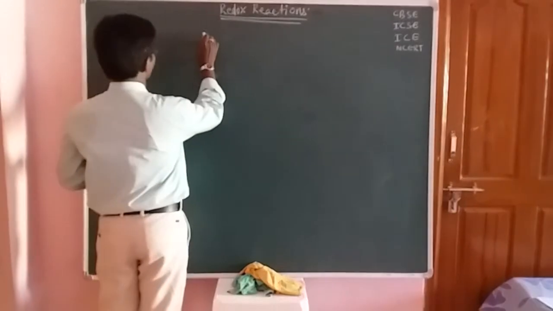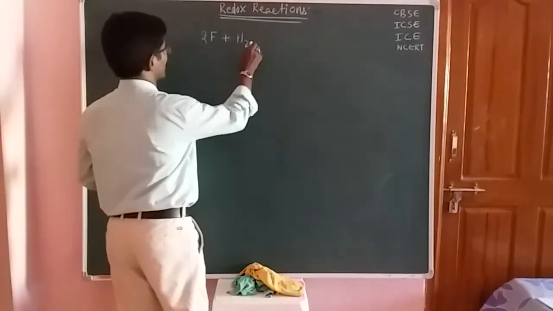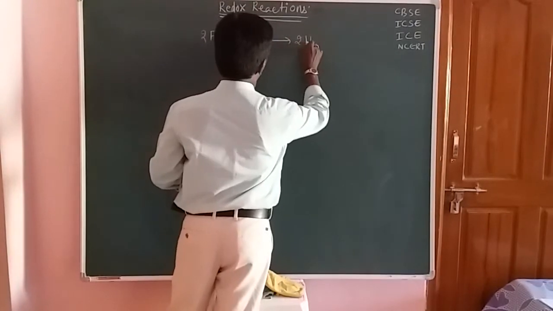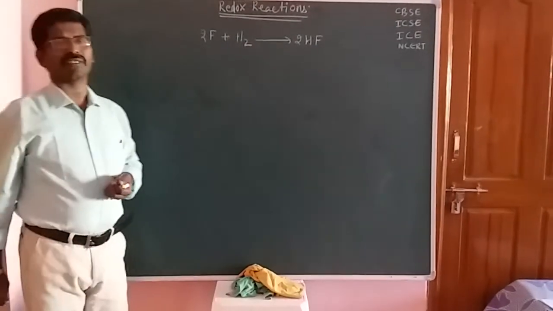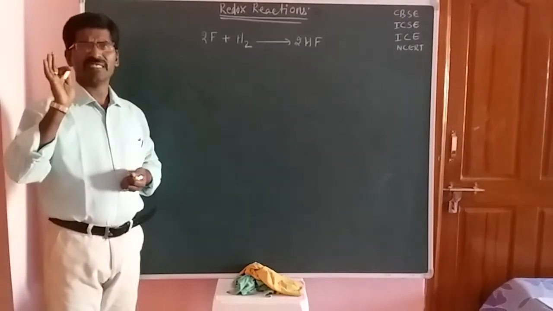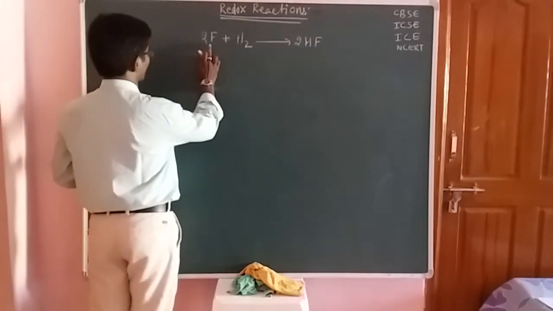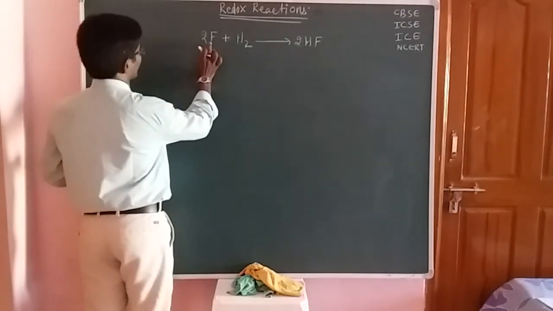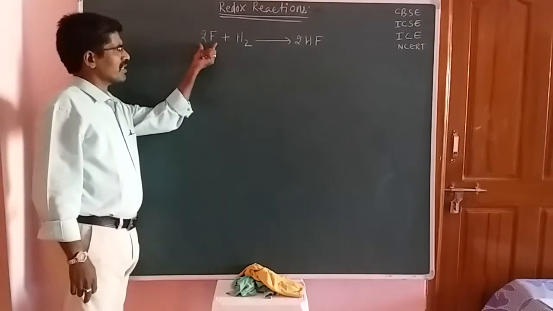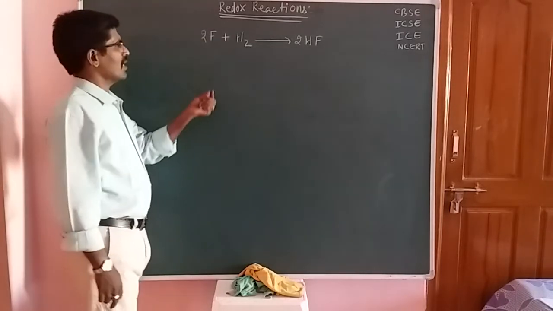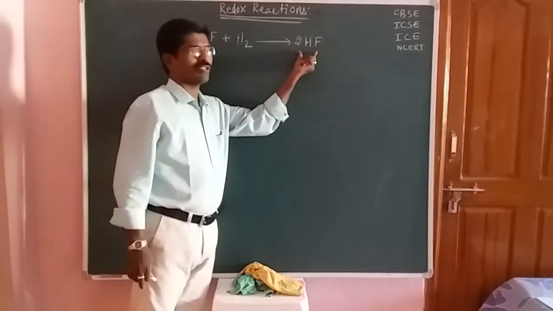So first of all you should take F2 and H2, which gives rise to 2 moles of HF. This is one of the best examples to describe oxidation-reduction reactions, or redox reactions. Now listen, students, here we have to take the F atom, that means fluorine, which reacts with H2, hydrogen, giving rise to 2 moles of HF.